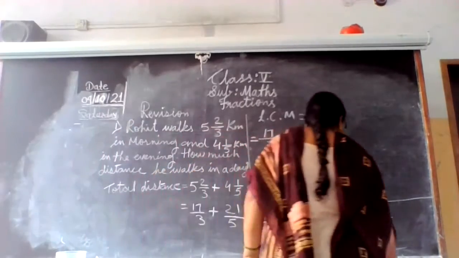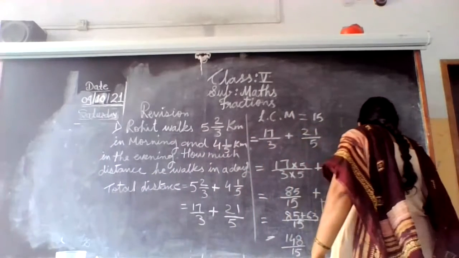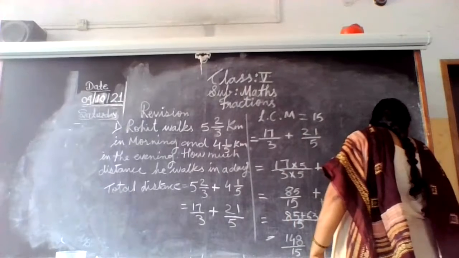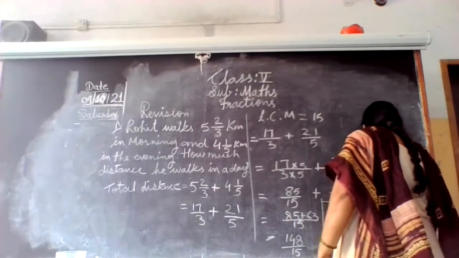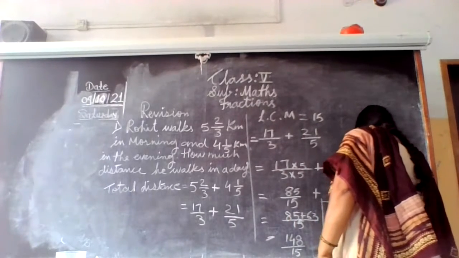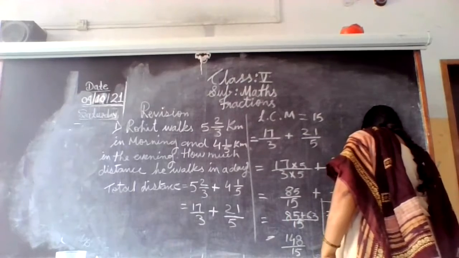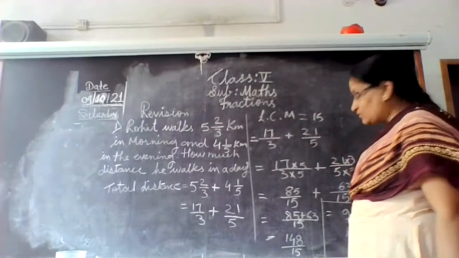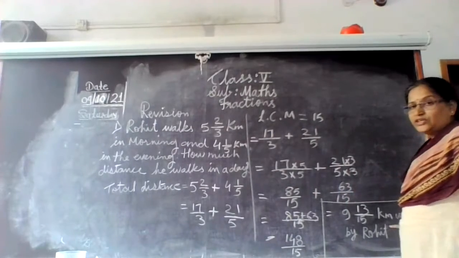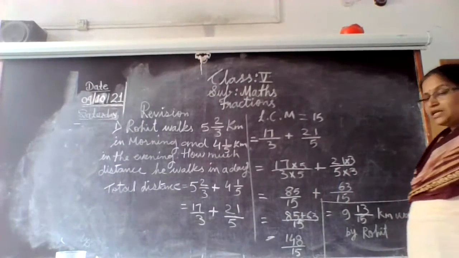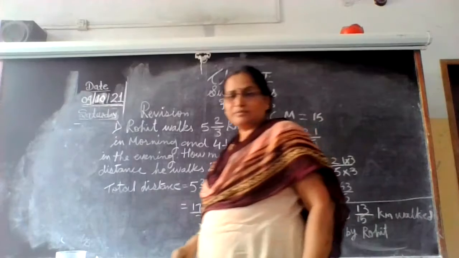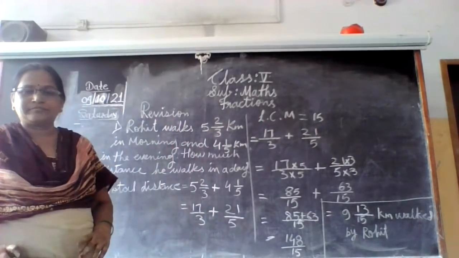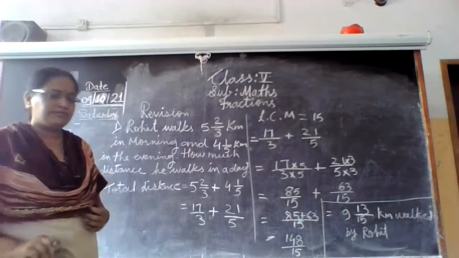So it is 9 integer 13 upon 15 kilometer walked by Rohit in a day. Okay. See, in the question the unit is given as kilometer, so you must write the unit. Otherwise your answer is incomplete. Got it, beta? So let's see another question, beta.